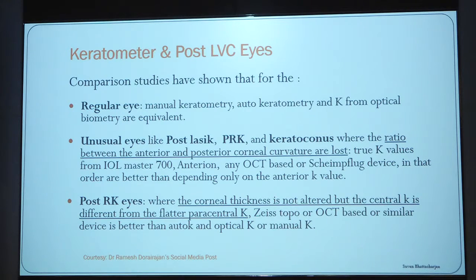Okay. So the true K values from the Pentacam, any OCT or Scheimpflug-based device are in that order of priority. And if it's a post-RK, where the corneal thickness is not altered, but the central K is different from the flatter paracentral K, it's Zeiss topography or OCT-based, and then auto K, optical K, and manual K in that order. So you should know where you stand vis-a-vis your keratometer readings.